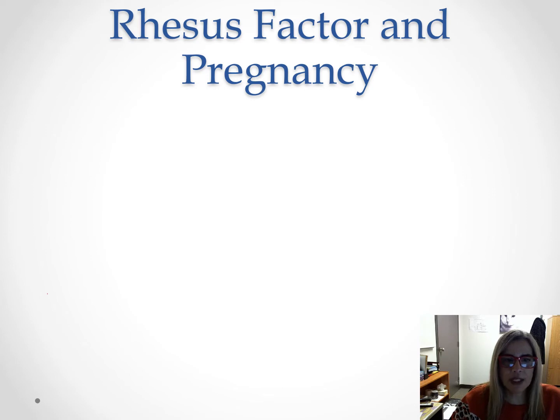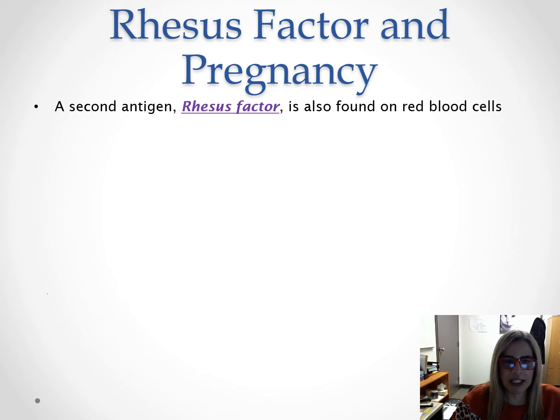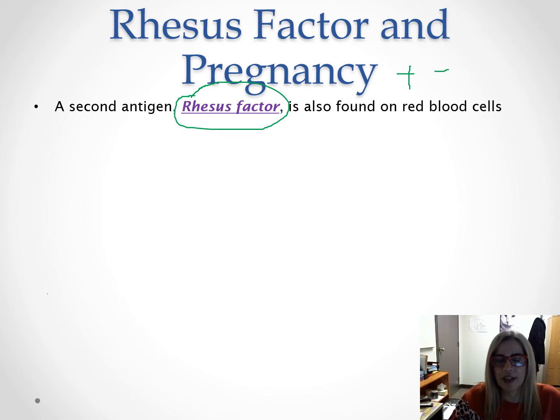So sometimes there can be complications with respect to the rhesus factor and pregnancy. Now, we talked about the A antigen, we talked about the B antigen. There's also an antigen called the rhesus factor that is found on red blood cells too. So this is where we get that positive and negative that we talked about before, like how we can have an A positive blood type, B positive blood type, AB negative, et cetera, et cetera.